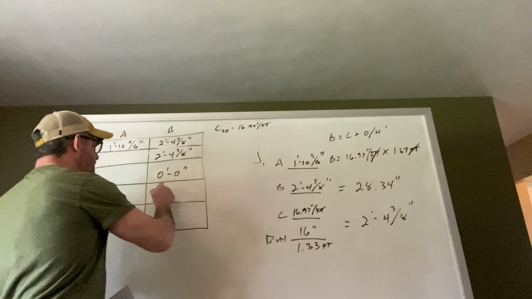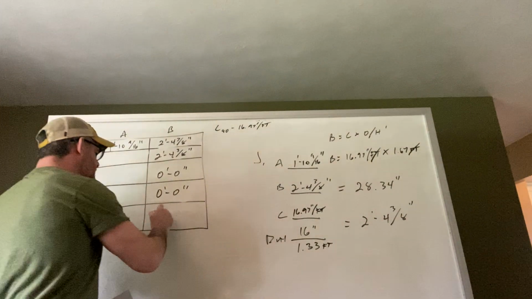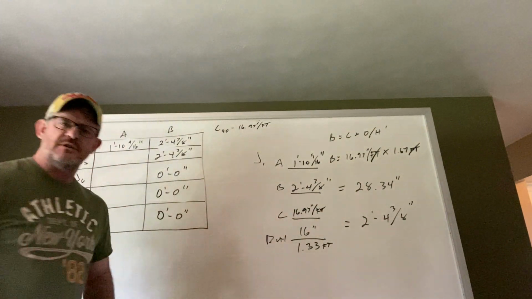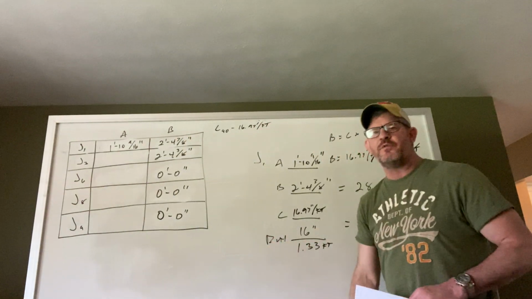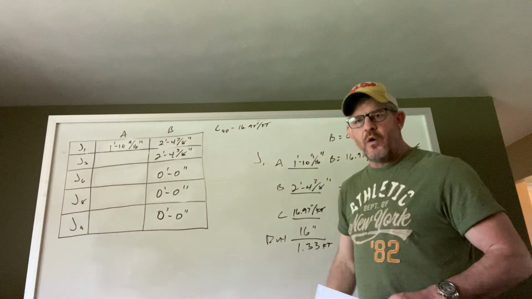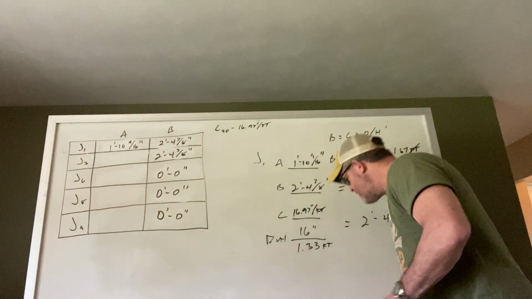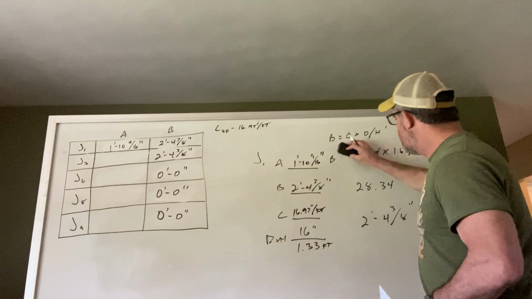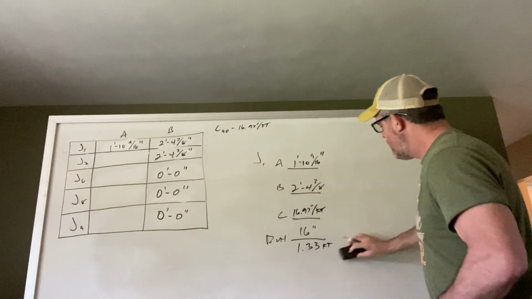Jack 8, does it have a tail? No. 0 foot 0 inches. And Jack 9, no. 0 foot 0 inches. So again, we know we've only got two options. Either it's going to be 2 foot 4 and 3/8 if it has a tail, or it's a cripple jack and it's going to be 0. From there, all we have to do is determine the run, and then solve for our A.